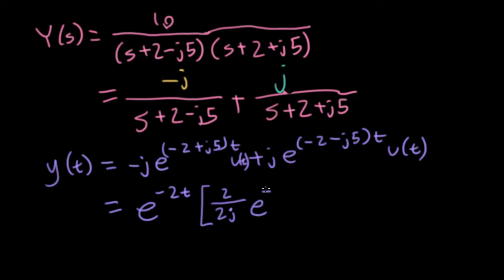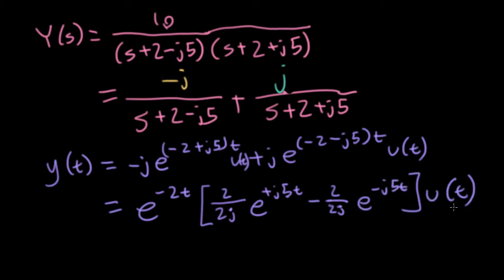So I've got e to the plus j5t, and then I'll have minus, if I put the j back in the denominator, I'll put a 2 here and a 2 here. Again, you'll see where I'm going in a second. e to the minus j5t, and all of this will have a u(t) that I'll factor out here. Okay, now this should be fairly obvious at this point.